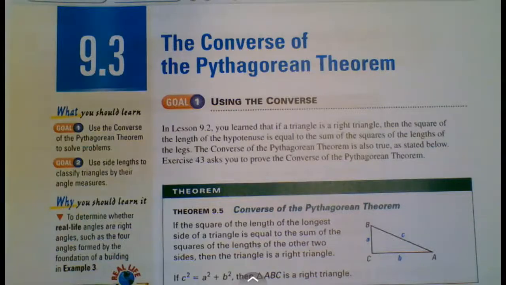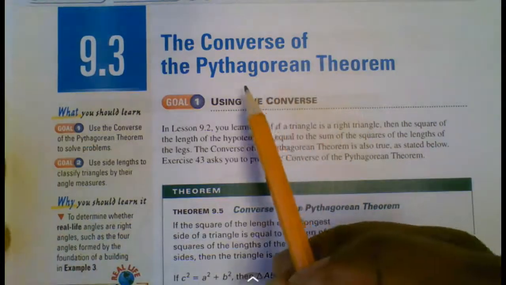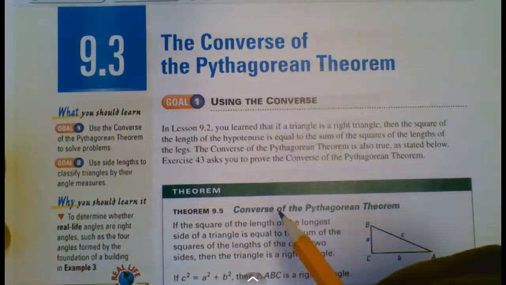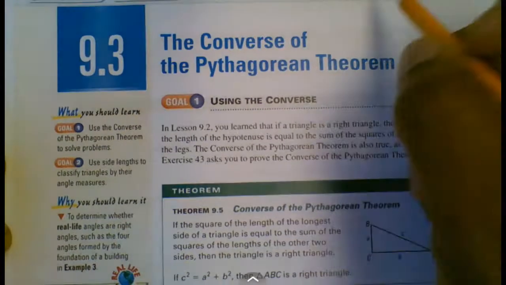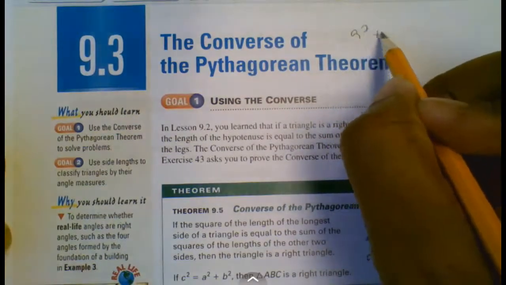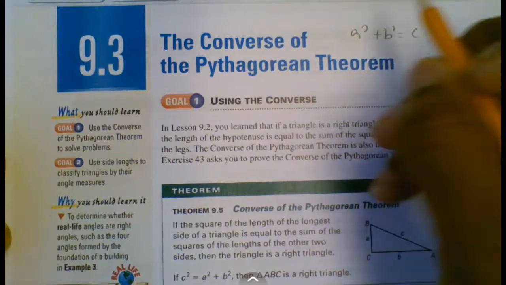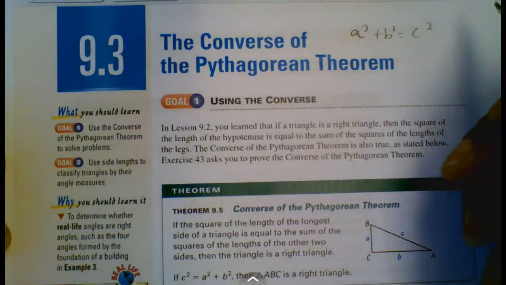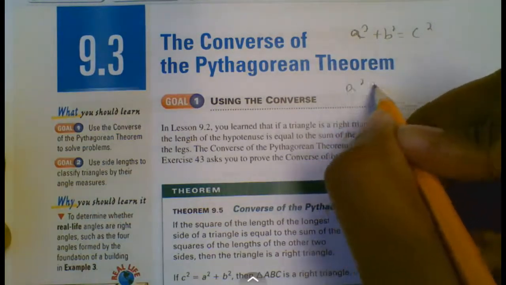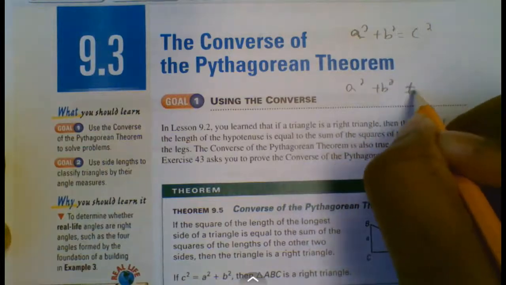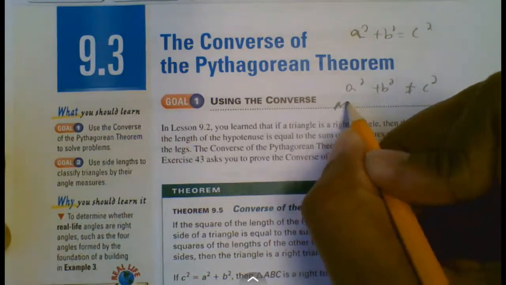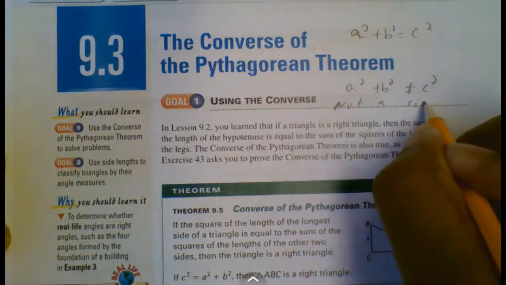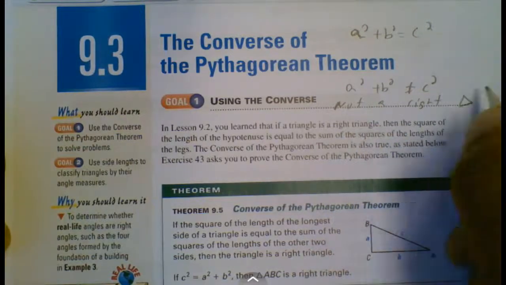Okay, so this lesson is about the converse of the Pythagorean theorem. We know that the Pythagorean theorem is a squared plus b squared equals c squared. Well, the converse says that if a squared plus b squared does not equal c squared, then it's not a right triangle.